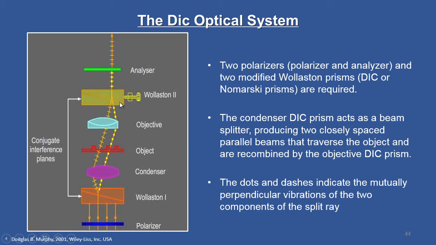This is what we have seen. As usual, the dots and the dashes indicate the mutually perpendicular vibrations of the two components of the split ray. These two rays are nothing but what we have seen in polarized light. It is an ordinary ray and an extraordinary ray, which have the electric vector vibrating in mutually perpendicular directions to each other. That is the same thing here. You do not have to get confused.